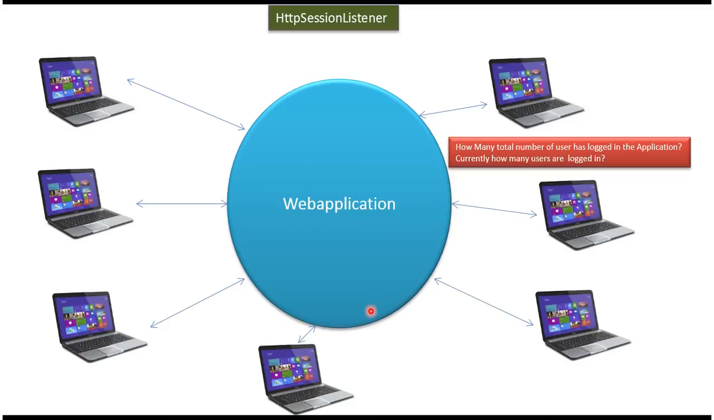Okay. Suppose there is a shopping cart web application. I want to know the total number of users who have logged into that application and how many users are currently logged in. Then I can use this HttpSession Listener concept to identify the total number of users who have logged into the application and how many are currently logged in. Okay, I will show you the code so that you will understand it very clearly.